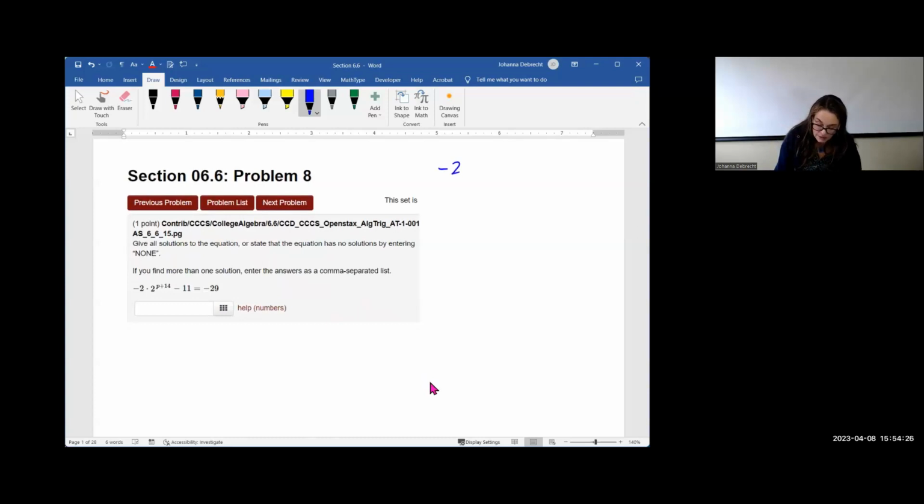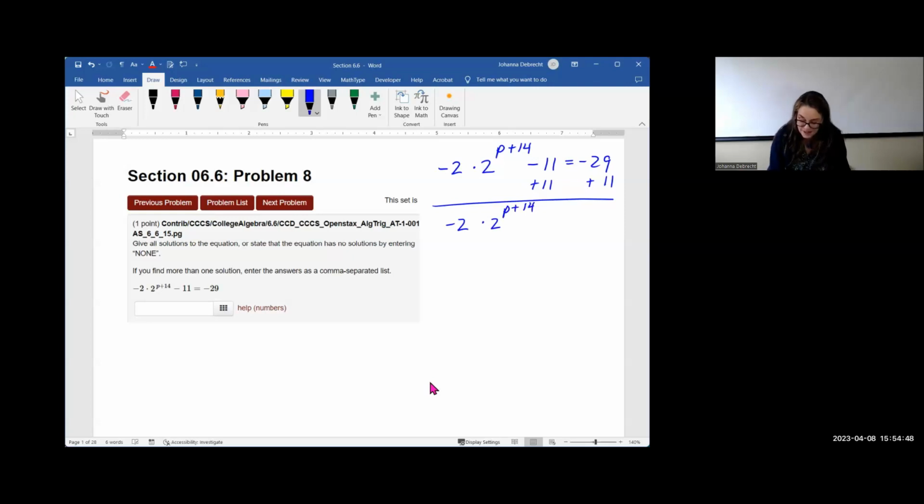So we have -2 times 2 to the p plus 14, and then I had the -11 equals -29. So I'm going to add 11 to both sides. And that gives me -2 times 2 to the p plus 14, and that's going to equal -18.